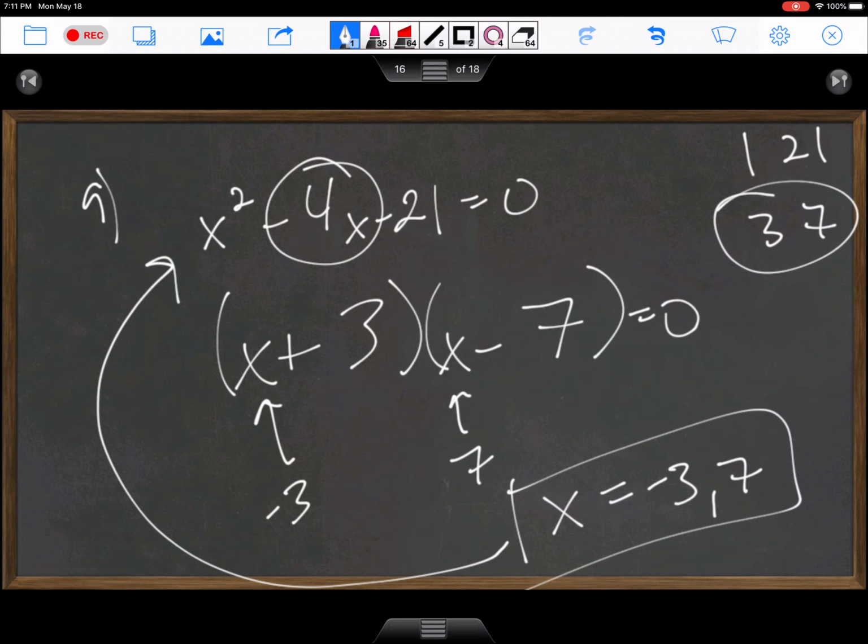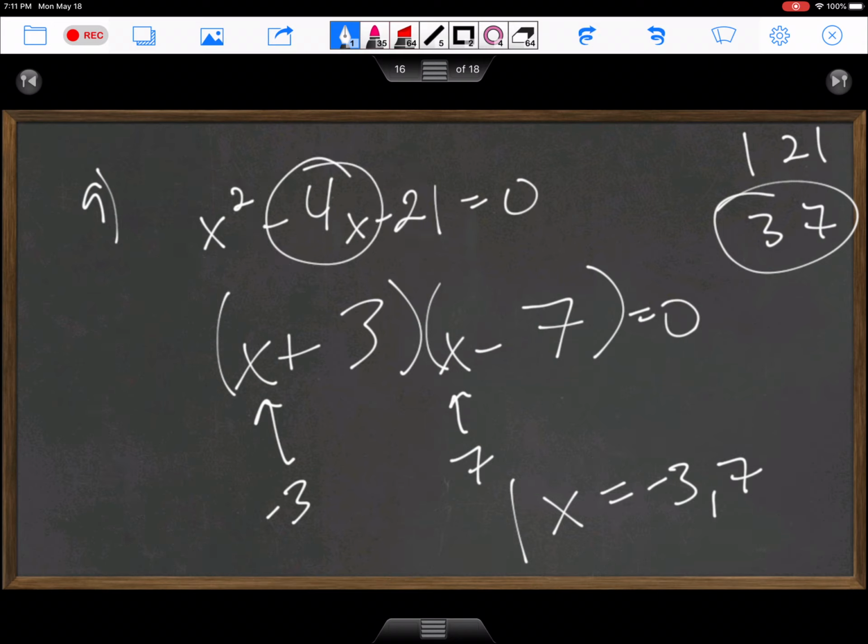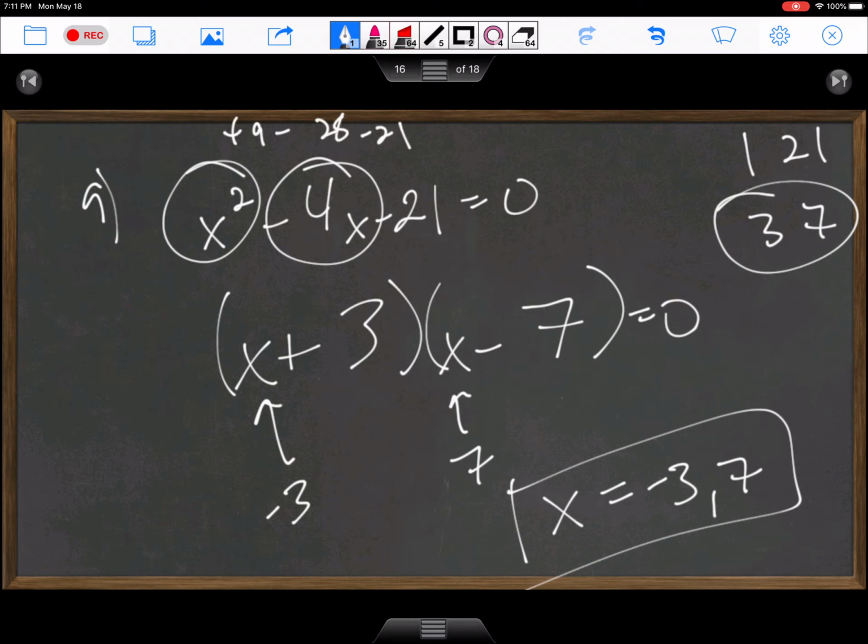So negative 3 squared right here, that'd be 9. Negative 3 into there would give me 12. 9 and 12 is 21. 21 minus 21 is 0. So the negative 3 works. Let's do the 7. I put 7 here, I get 49 minus 28 minus 21. Well, that'd be 49 minus 49 to equal 0. So check. Both those work in the original equation.